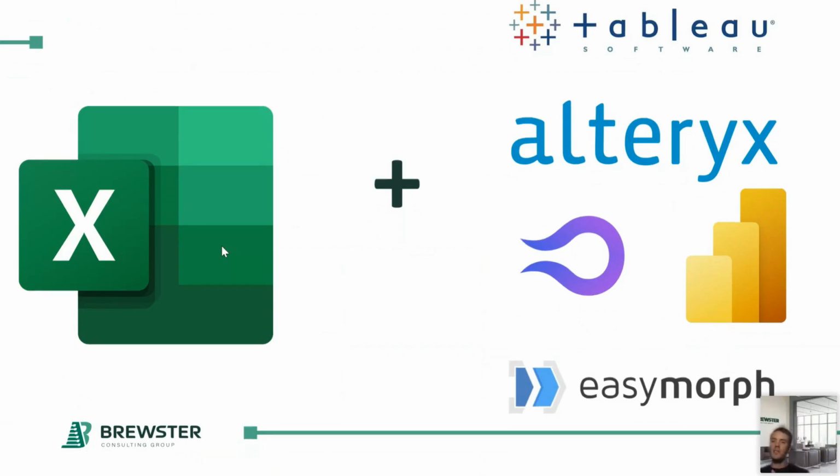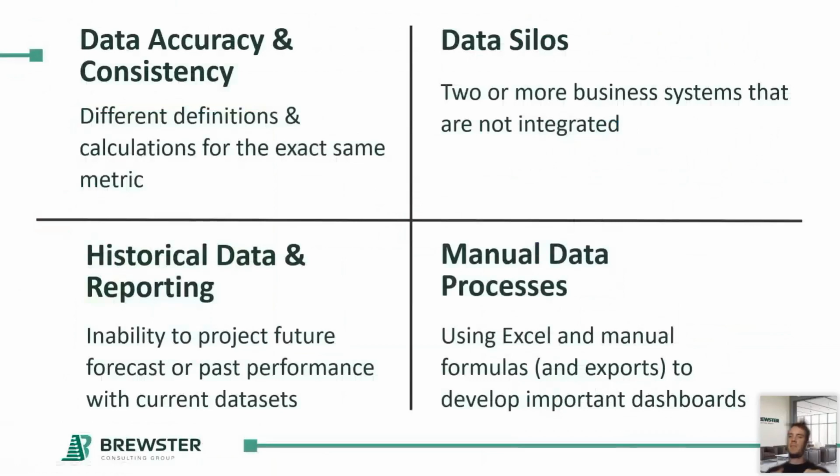All right, so we are almost to the use case, but before we get there, I want to summarize what we've learned so far. Our 4 key data issues that we see primarily in manufacturing are, number 1, data accuracy and consistency. We talked about the different definitions, the different managers who have definitions for the exact same metric. That's a problem. Data silos, right? 2 or more business systems that are not integrated. Again, another problem as businesses continue to grow. This can introduce a lot of issues at your business if you do not have those business systems integrated to be able to accommodate the outcomes that you're after.